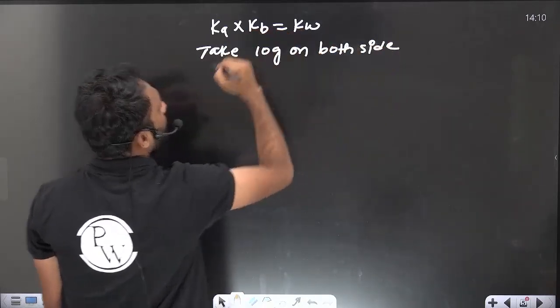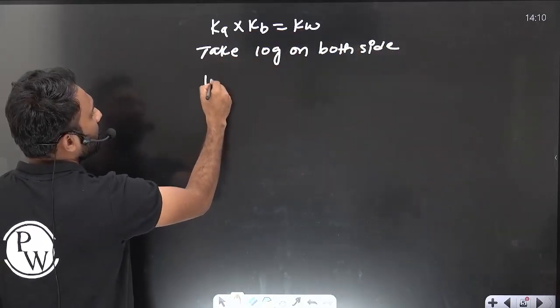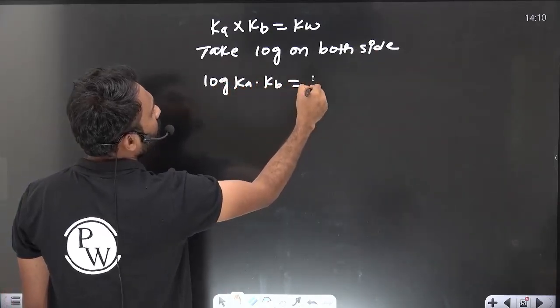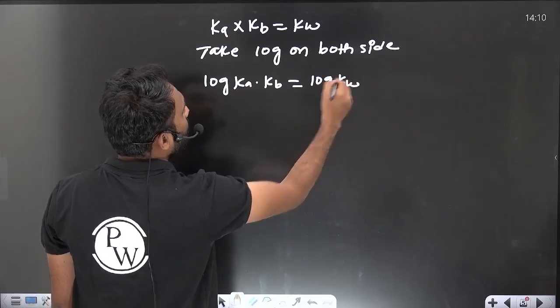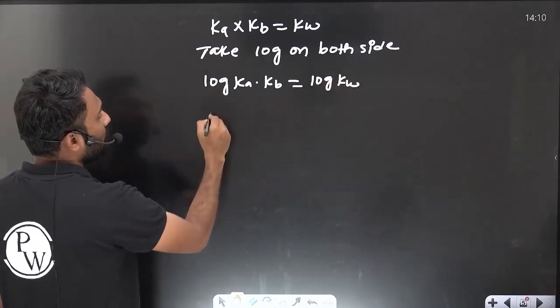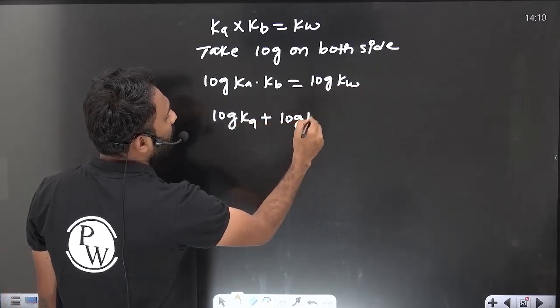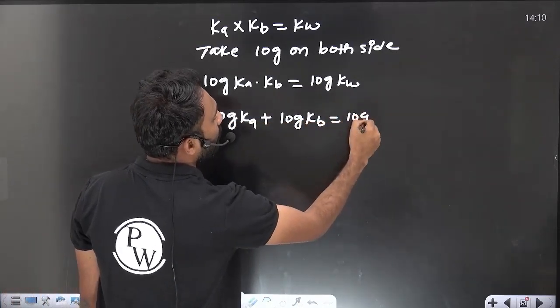Now take the log on both sides. What happens? log Ka into Kb is equal to log Kw, right? Now log A into B is log A plus log B, so log Ka plus log Kb is equal to log Kw, right?